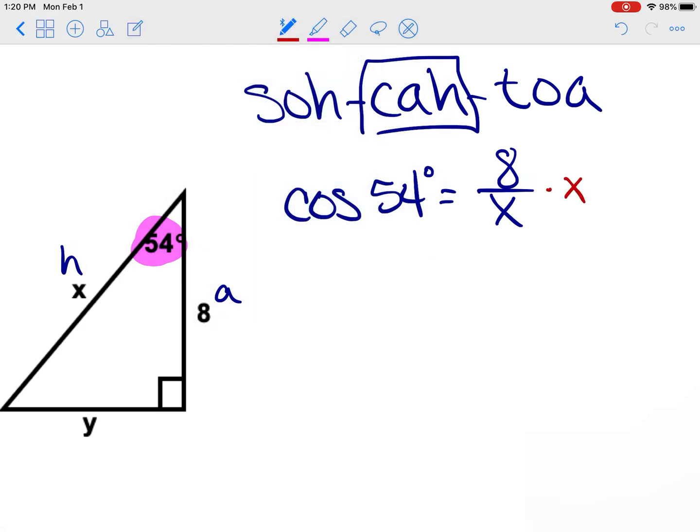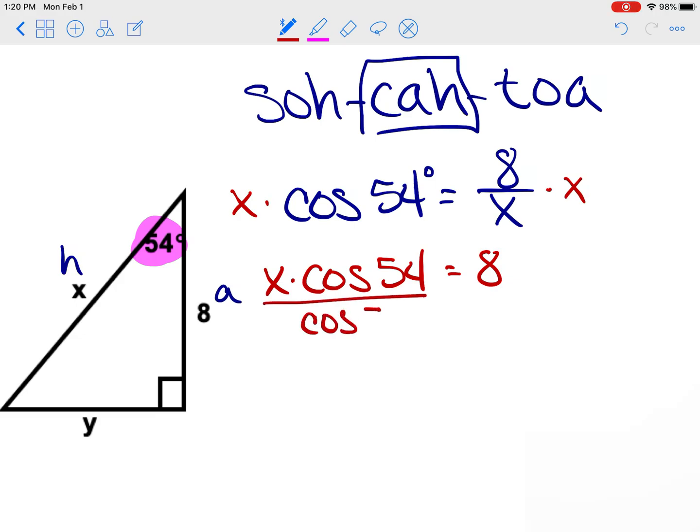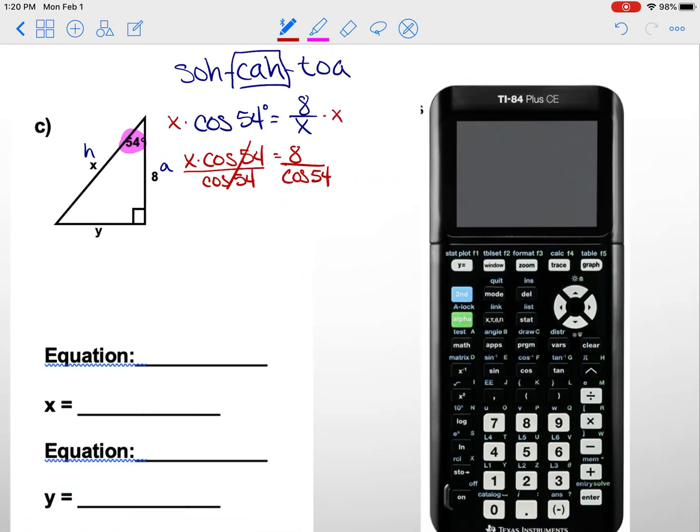When you go to multiply by x, we now have this equation. But does that solve for x? No, because x still isn't by itself. So because x and the cosine of 54 are multiplying, we now are going to divide. Now we have x by itself. Now we can plug that into our calculator.